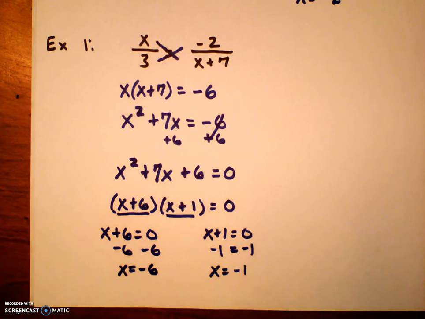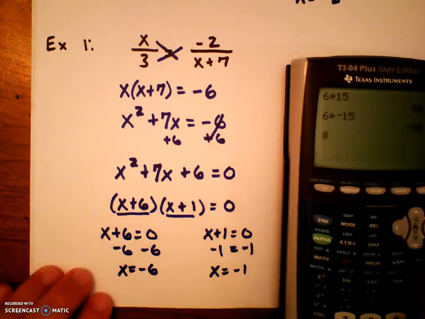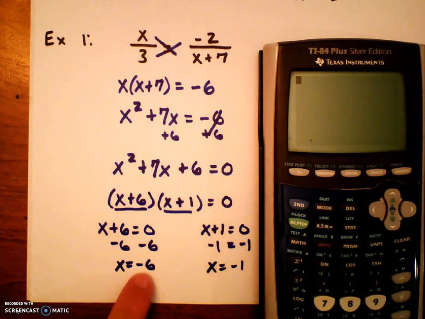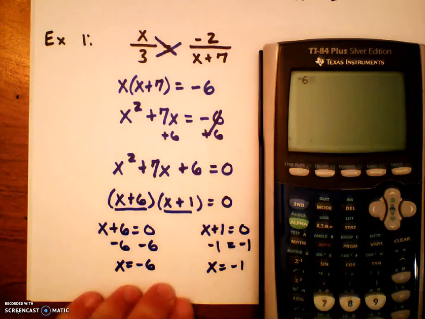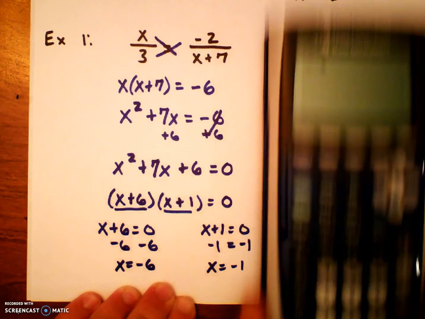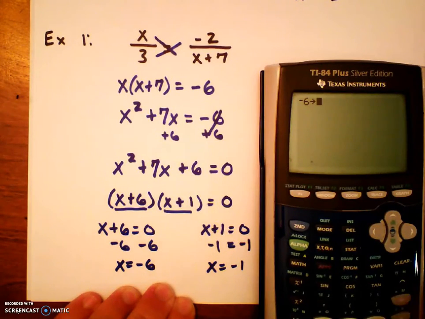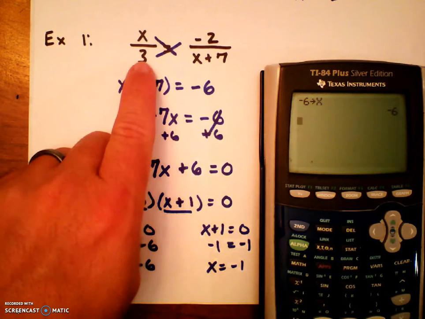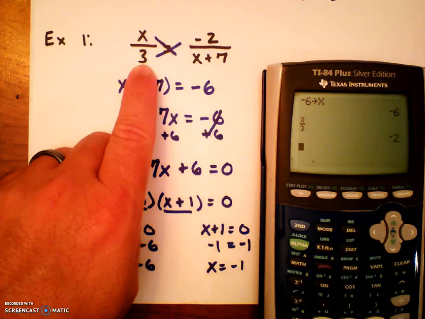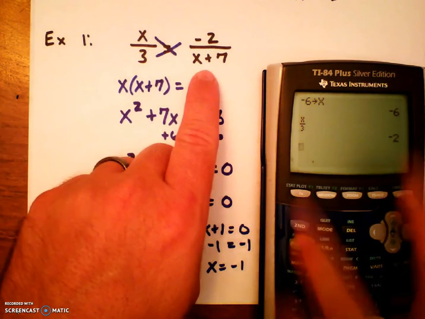Now, it's always good practice to check your work too. I'm going to show you this in the calculator for this one. What you can do is you can store these numbers. Like for instance, I'm going to take negative 6. I'm going to store it by doing the STO button right here. I'm going to store that as x. And I'm going to type in the left-hand side, which is x over 3. Hit enter and get a number. Type in the right-hand side.